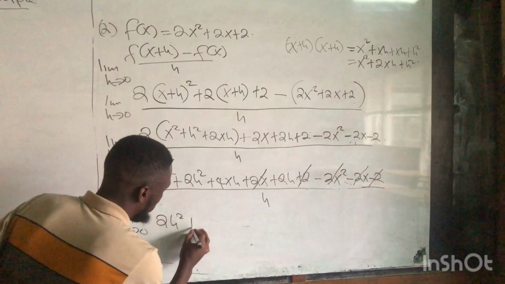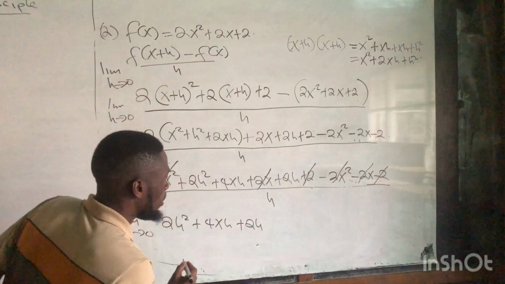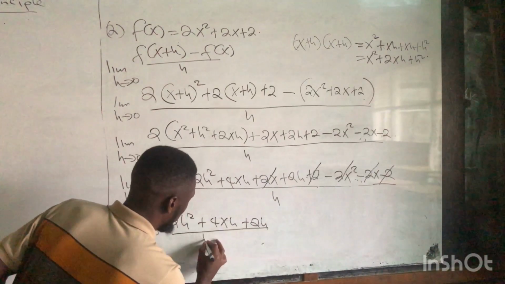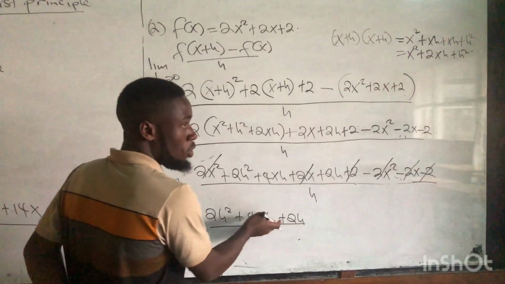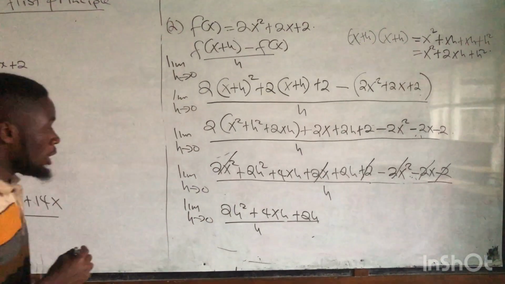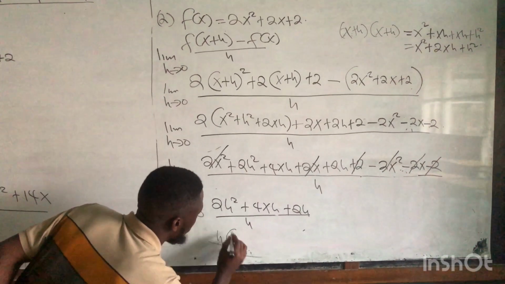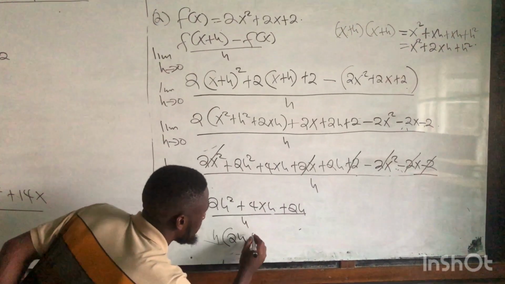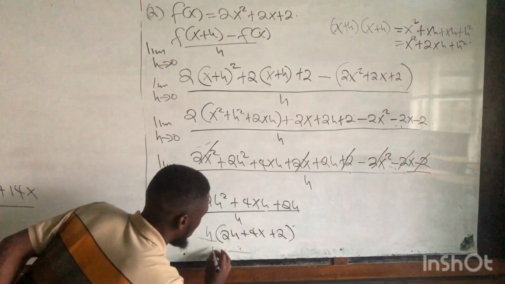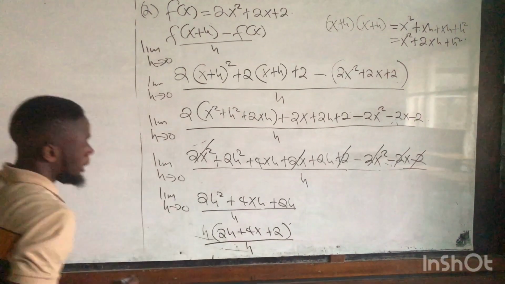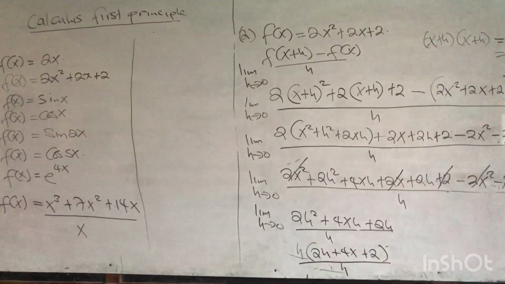2h plus 4xh plus 2h, everything over h here. Then here, which one is common on top? We can factor out which one is common on top. So we find that h is common, so it will be h, open. Then here will remain with 2h, there will remain with 4x, there will remain with 2. Then everything over h. So let's bring everything in.